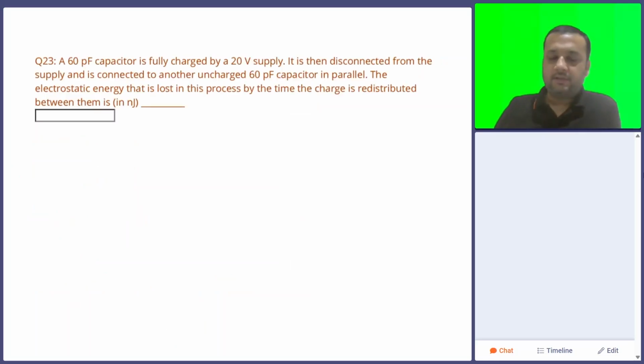Let's see question number 23. In question number 23, a 60 picofarad capacitor is fully charged by a 20 volt supply. It is then disconnected from the supply and connected to another uncharged capacitor of 60 picofarad. The electrostatic energy that is lost is to be found in nanojoules.